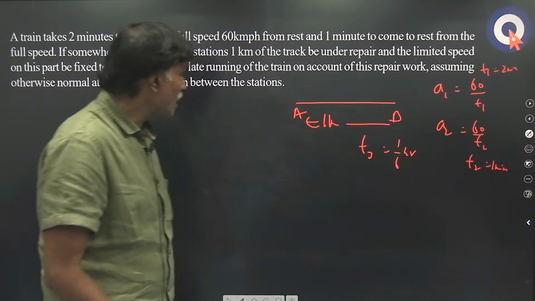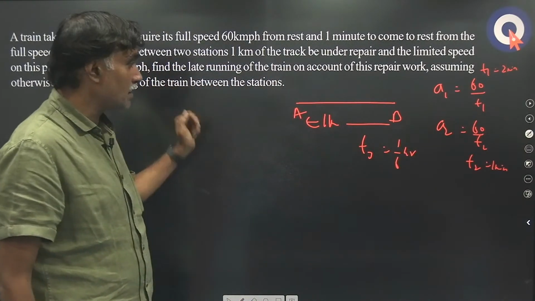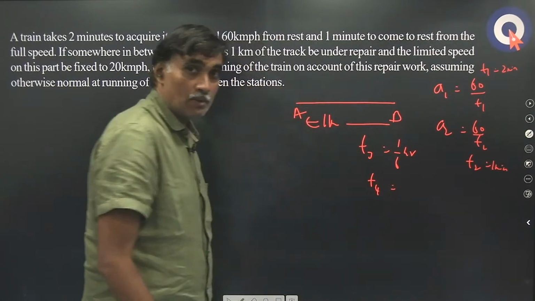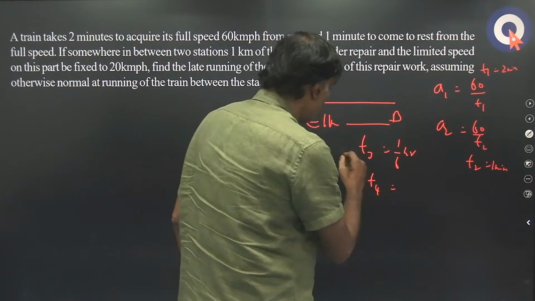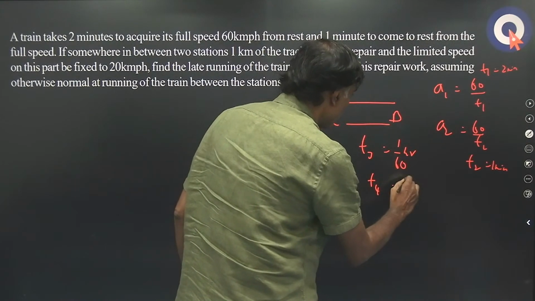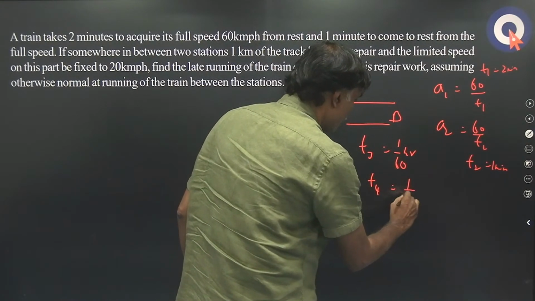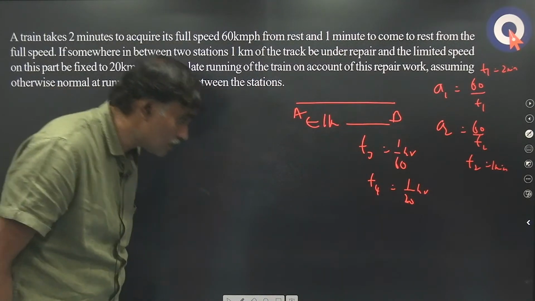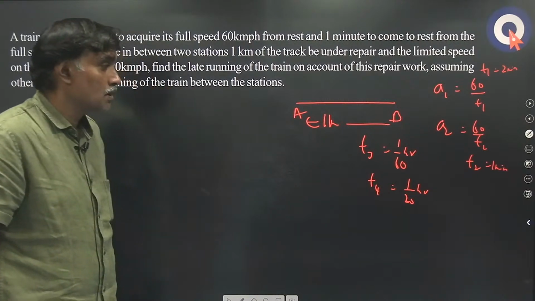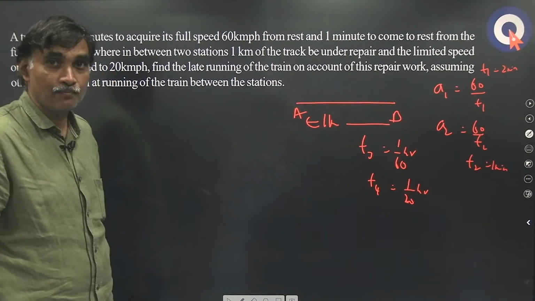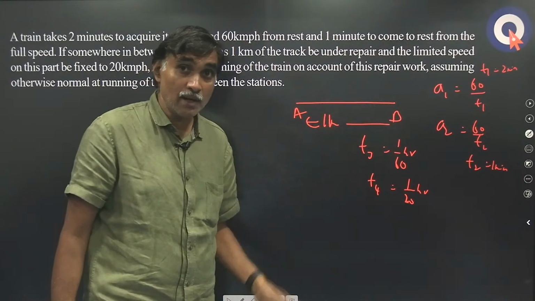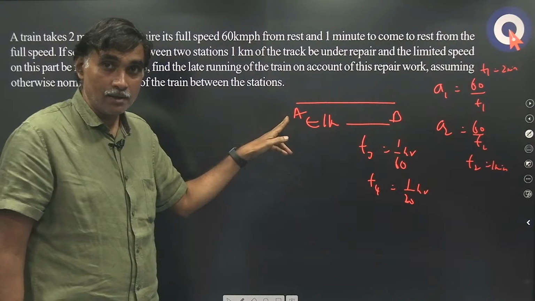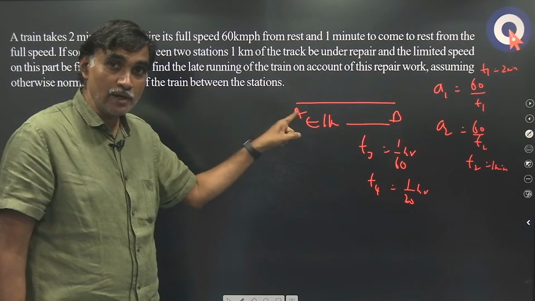But now because it is going at 20 kilometers per hour, what is the time it will take now? 1 by 20, 1 by 20 hours, okay. So it will take more time to cross this, but before reaching point A, brakes have to be applied and it should be retarded from 60 to 20.